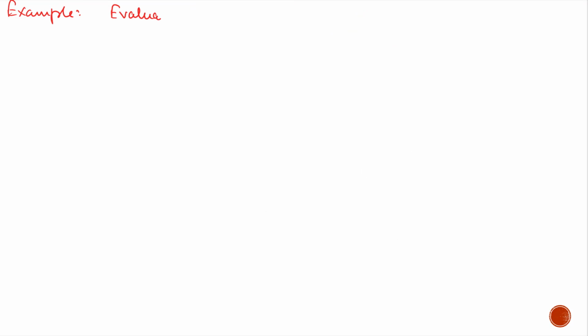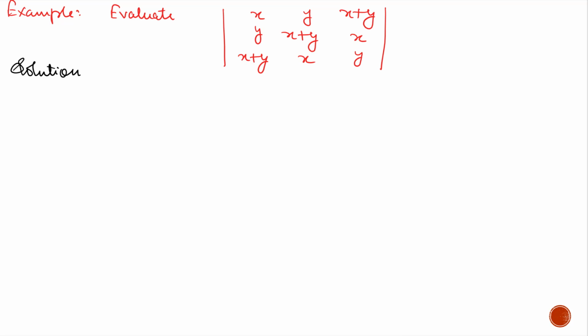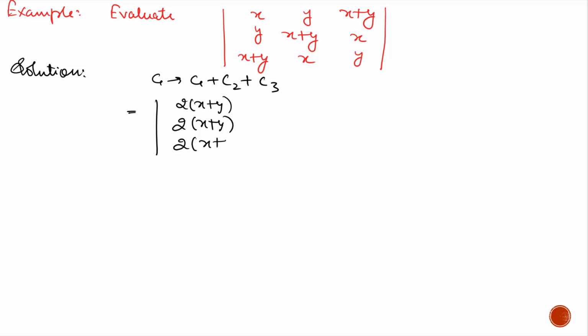Next example. Expand using properties of determinants: rows x, y, x plus y; x plus y, x plus y, x; and y. First we use operation C1 equals C1 plus C2 plus C3. So the first column will become twice of x plus y, twice of x plus y, twice of x plus y. And the second and the third column remain same.